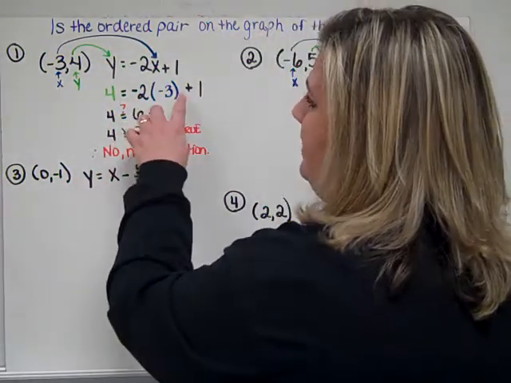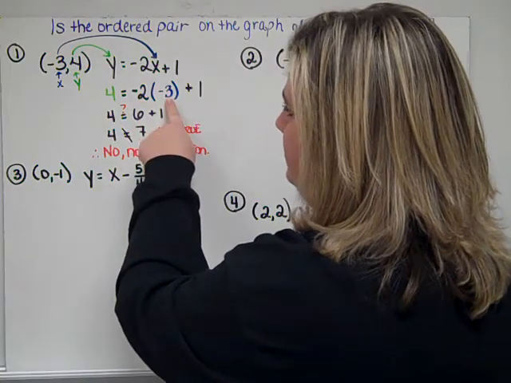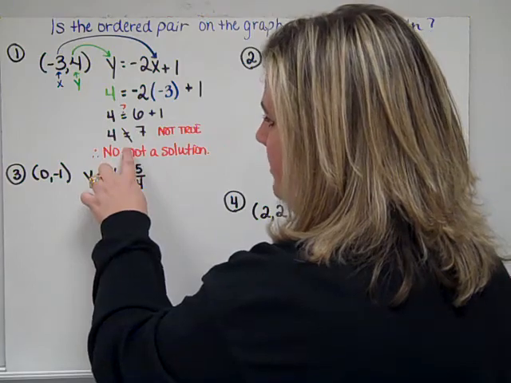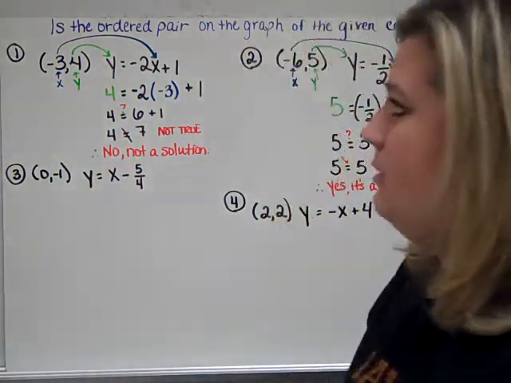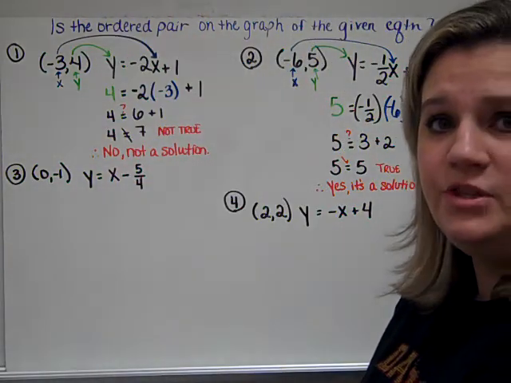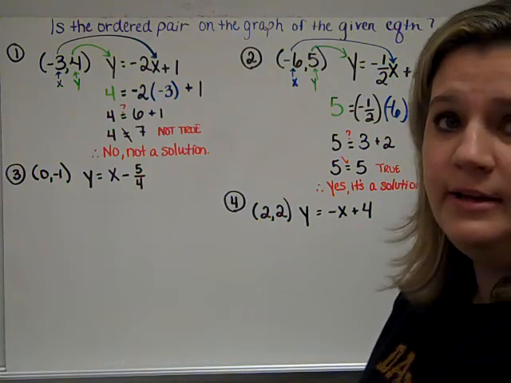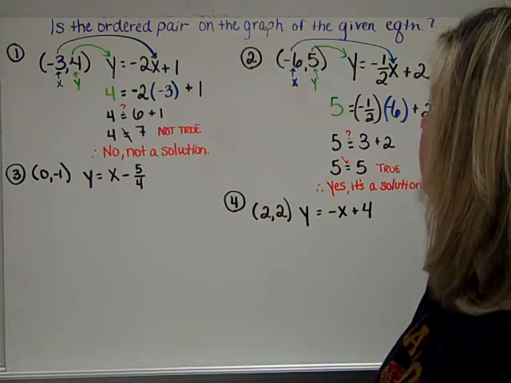Okay? So when I simplify this, negative 2 times negative 3 is positive 6. So does 4 equal 7? No, that's a false statement. So that means that when I'm actually graphing y equals negative 2x plus 1, negative 3 comma 4 is not a point on that line. It will not touch that ordered pair.